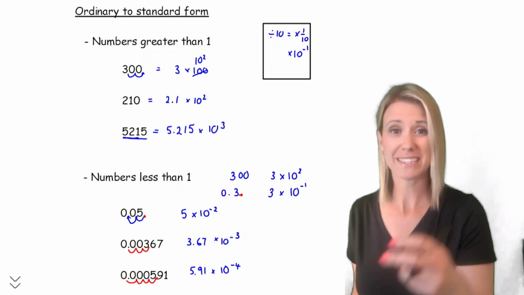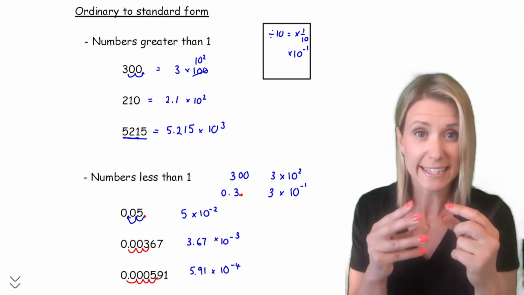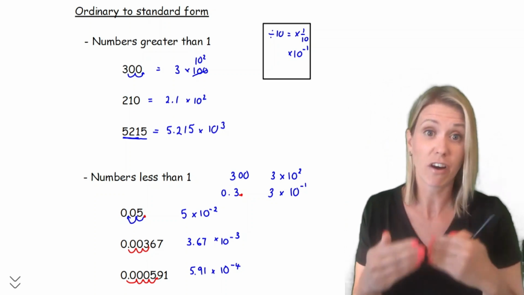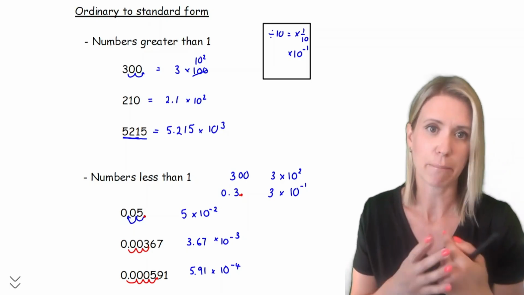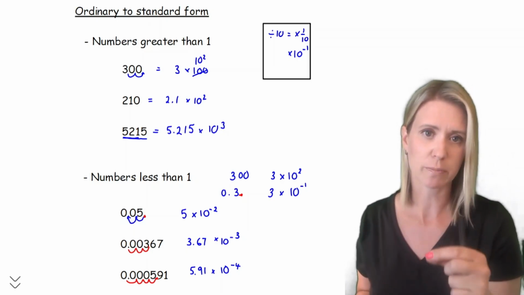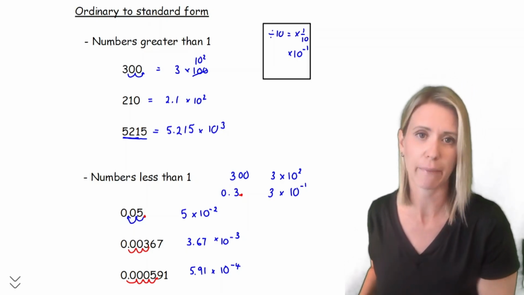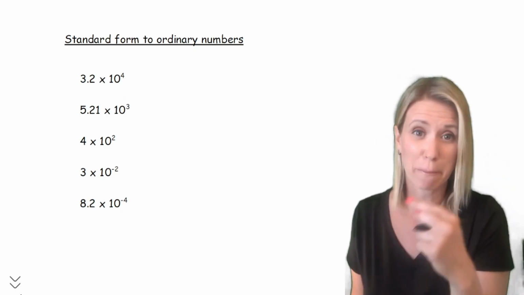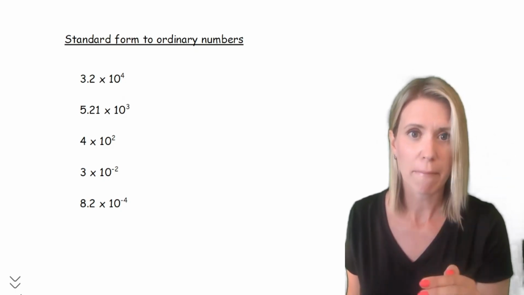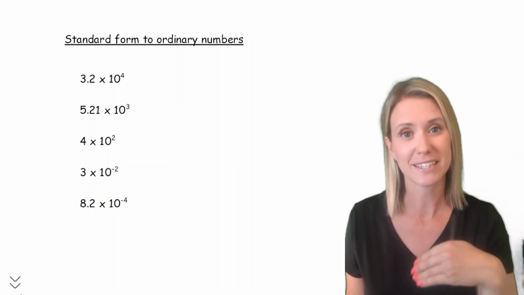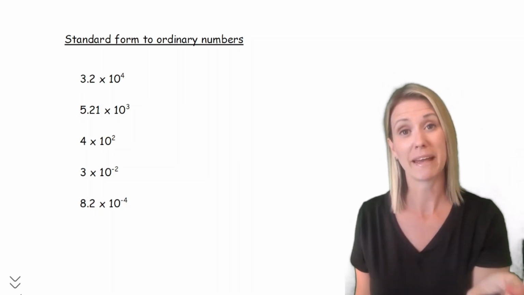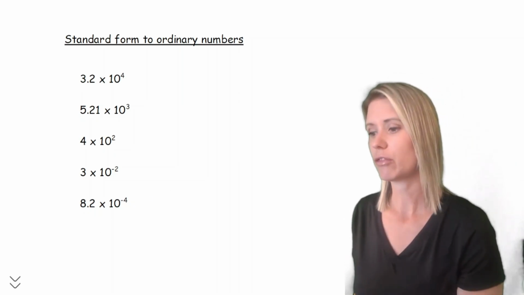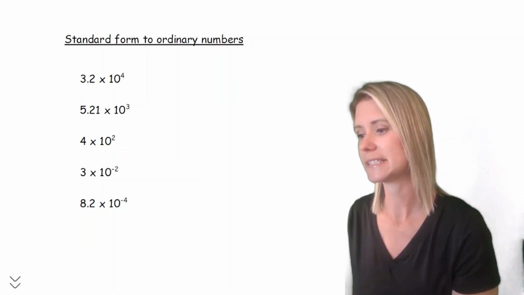So when those numbers are getting smaller, we're using that negative power because it's the same as dividing. And when the numbers are getting bigger, when we need to make a larger number, we're multiplying it by 10 to a positive power. Let's have a go at converting then from standard form back to those ordinary numbers. Remembering a positive power makes the number bigger, a negative power makes that number smaller. So 3.2 multiplied by 10 to the power 4.